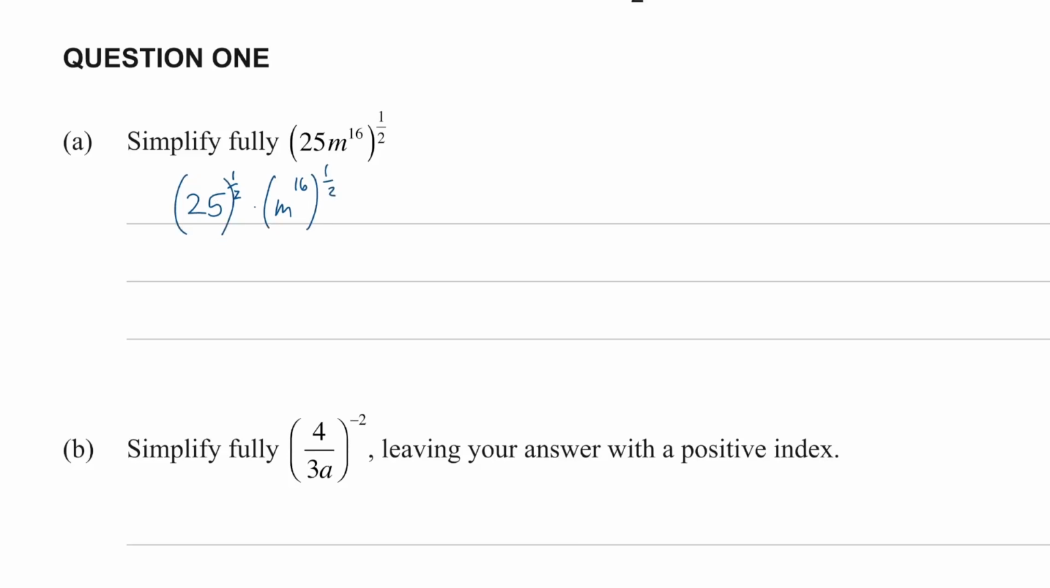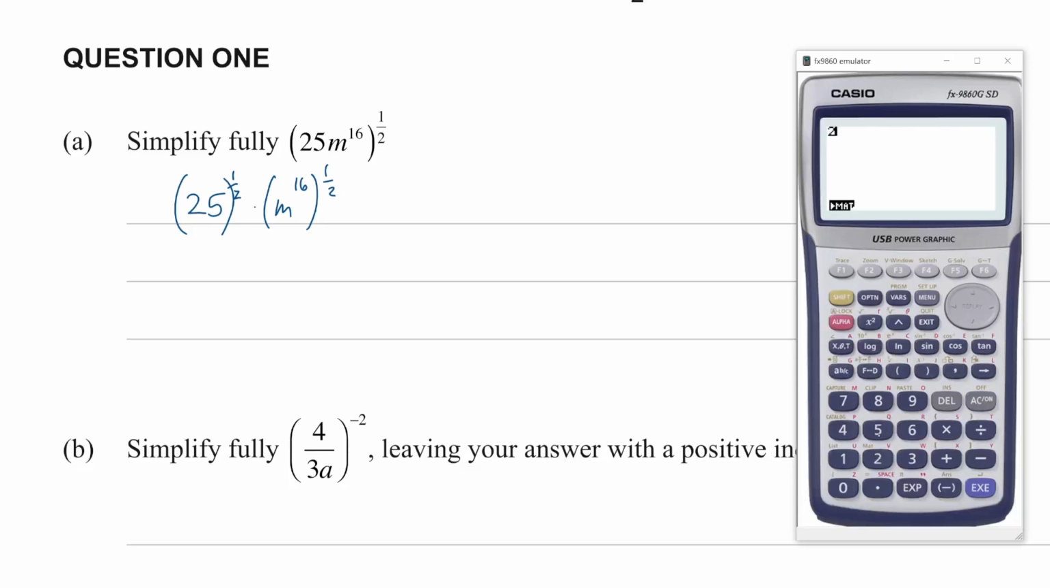So what we did there is we raised 25 to the power of a half, and we multiplied that by m to the power of 16 to the power of a half, right? And now we can then simplify that further. So 25 to the power of a half, if you're not too sure what that is, we can actually just use our calculator. So to the power of 0.5 or a half, that gives us 5.